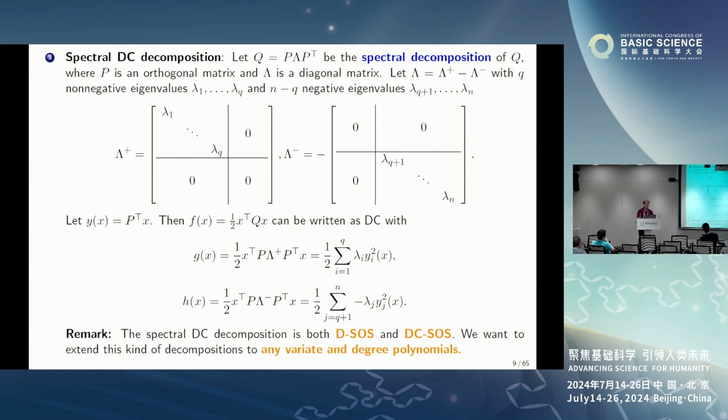So the question is that, of course, this is a well-known decomposition, the spectral decomposition. Can we extend this result to any polynomial, of any degree in any number of variables? So this is the focus of our work.